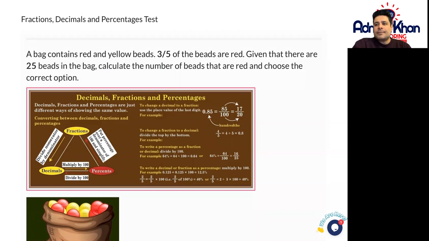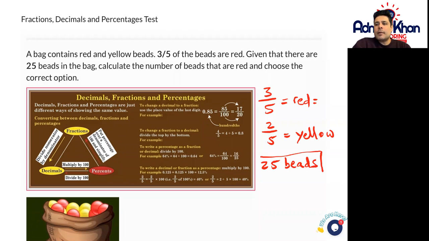So 3/5 are red. That means 2/5 are going to be yellow. Now in total, we know that there are 25 beads in the bag. Now these 25 beads are a combination of yellow and red beads. Now we need to work out 3/5. In other words, we need to work out how many red beads there are in total.